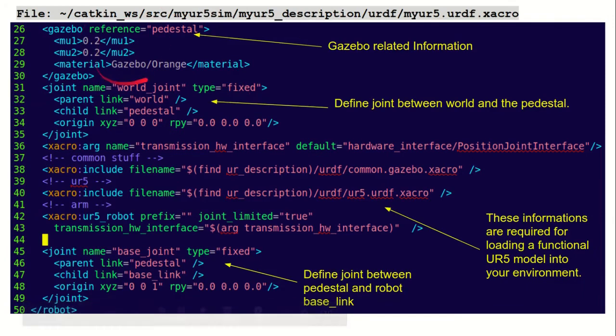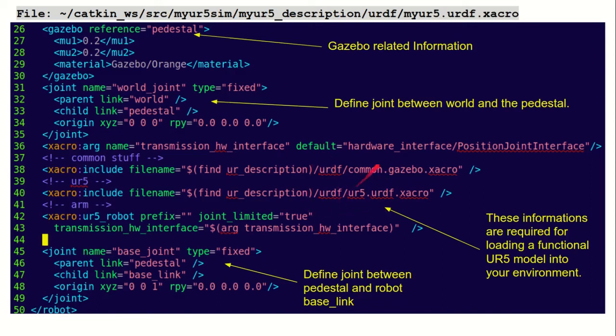So we include the Gazebo reference, provide some friction components, and specify the color to be orange. And this is the first joint we define between the world and the pedestal. Then we define some transmission hardware interface. This we have borrowed from the ur5.launch file present in the universal robot repository, and this is the standard common Gazebo description for the UR5 robot, and this is the URDF file for UR5.